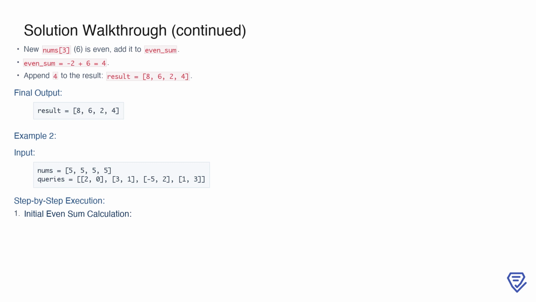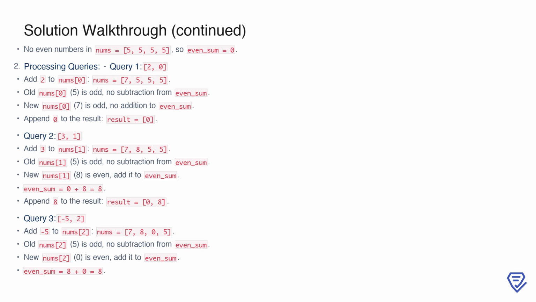In the second example, the initial array nums contains no even numbers, so the even_sum starts at 0. For the first query, [2, 0], we add 2 to nums[0], changing the array to [7, 5, 5, 5]. The old value at nums[0] was 5, which is odd, so it does not affect the even_sum. The new value, 7, is also odd, so again, there is no change to the even_sum. We append 0 to the result, making it [0].